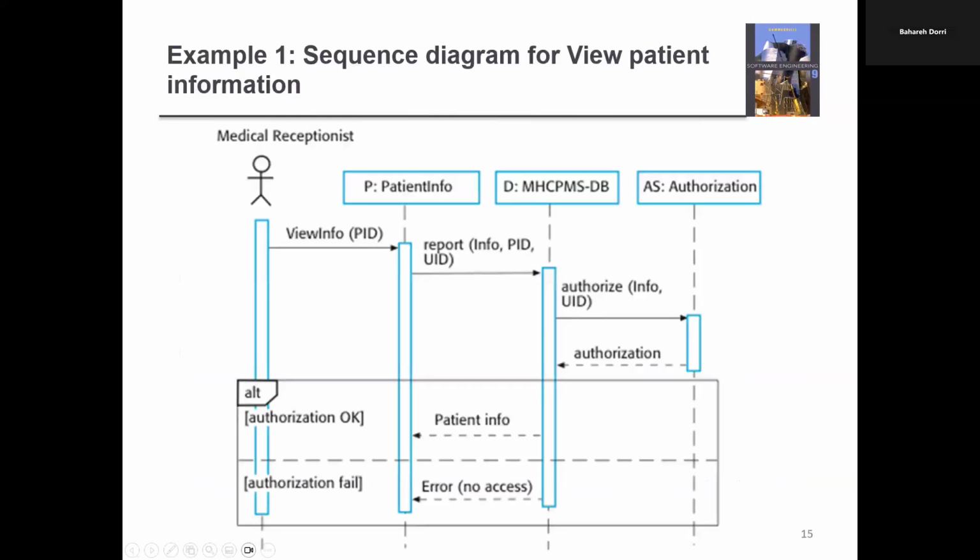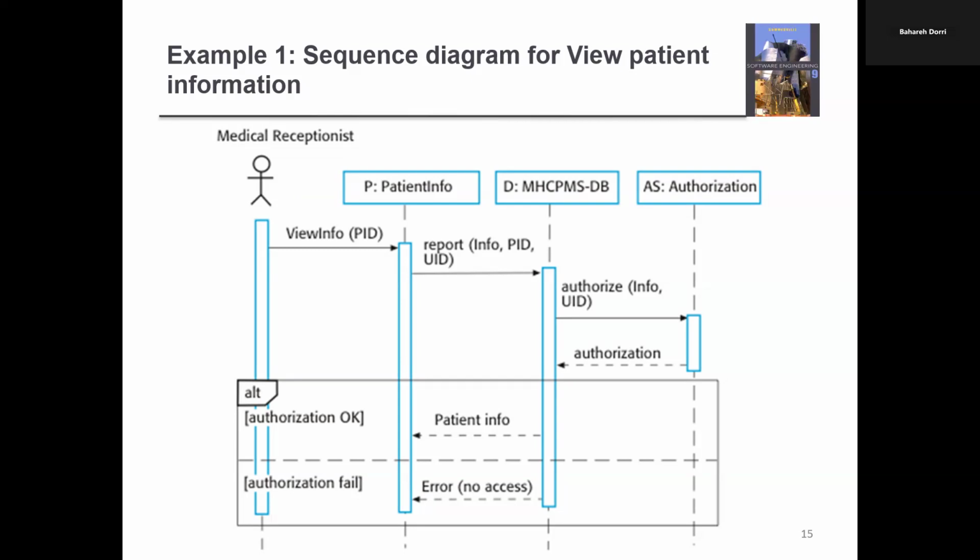Here's a great example of a sequence diagram in action. This one models how a medical receptionist requests to view patient information in the MHC-PMS system. Let's walk through it step by step. On the top row, you can see actors and system components involved: the medical receptionist, the patient info object, the MHC PMS DB, which is the system's database, and the authorization service.